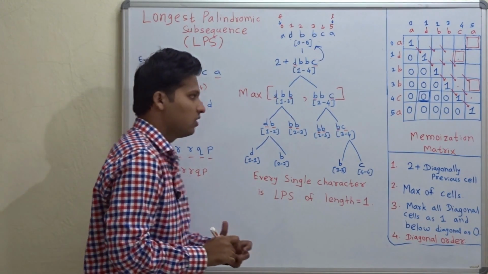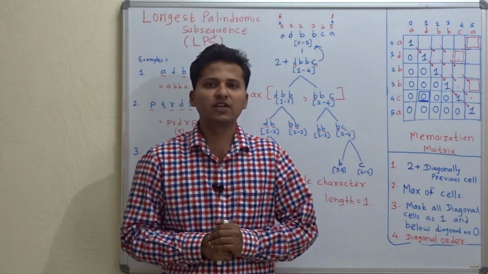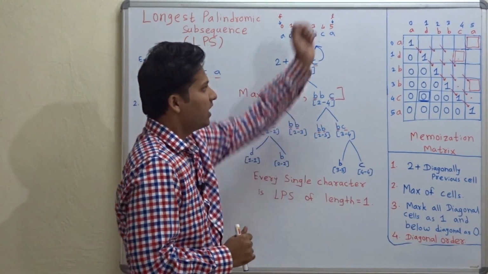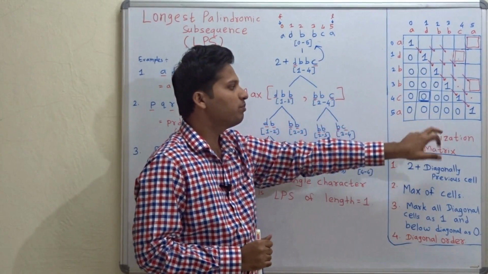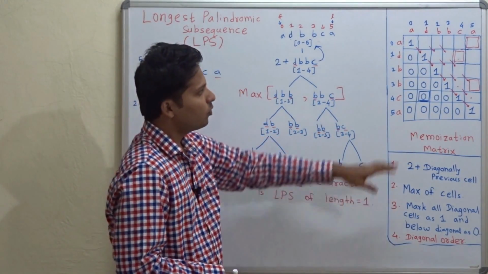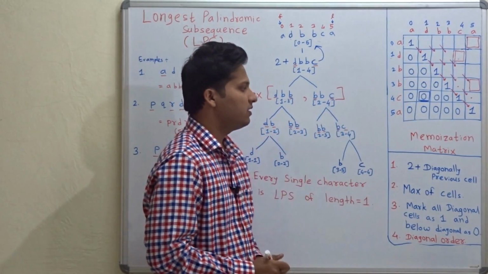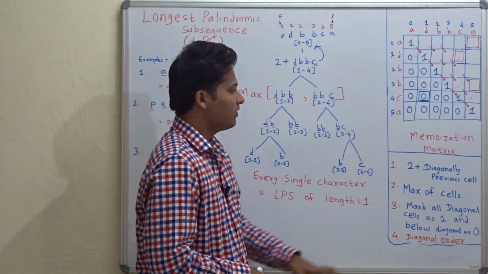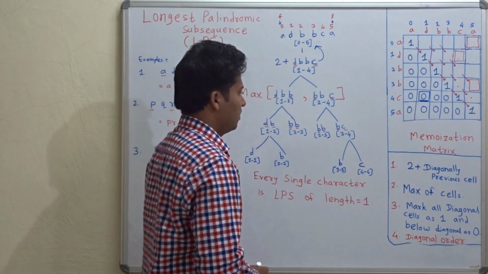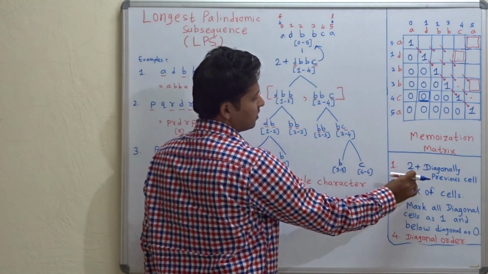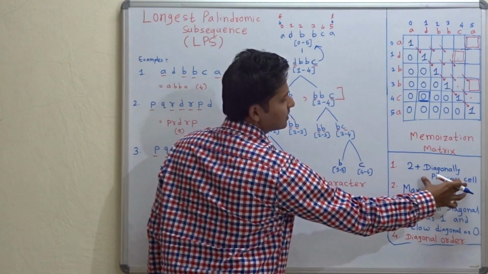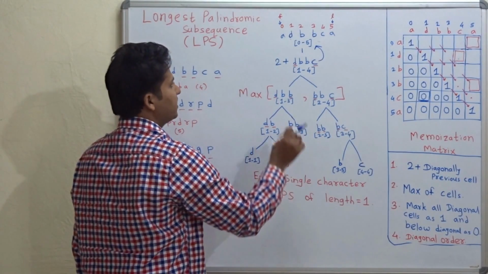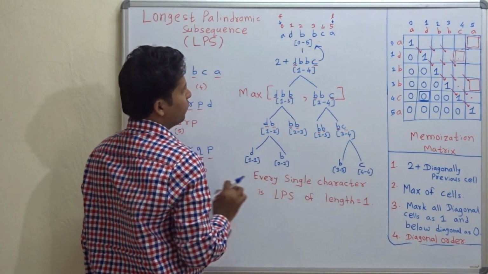So now I will tell you the algorithm for finding out the LPS. We are going to use dynamic programming here, and for dynamic programming we are going to use this memoization matrix. For populating the values in this memoization matrix, we are going to follow these 4 points. So I will explain each of the points. The first point tells us 2 plus diagonally previous cell. I will explain what this means. I will take the help of this tree for explaining those 4 points.